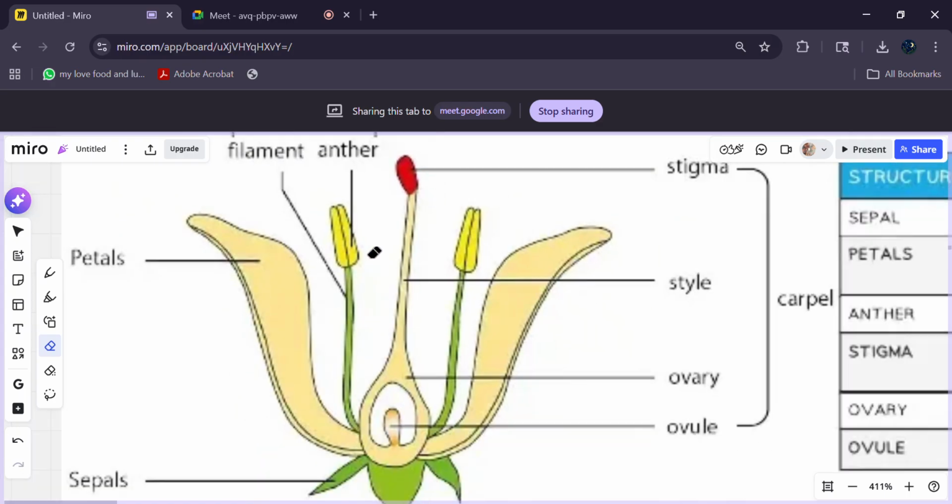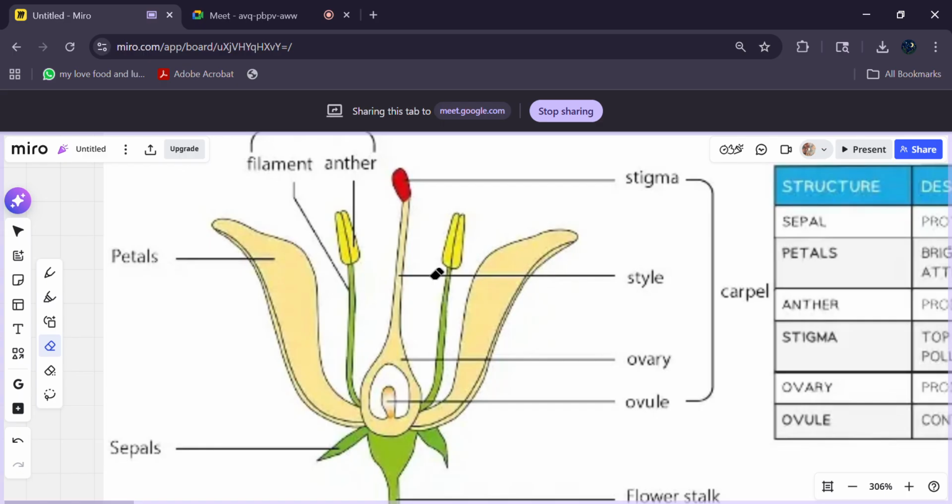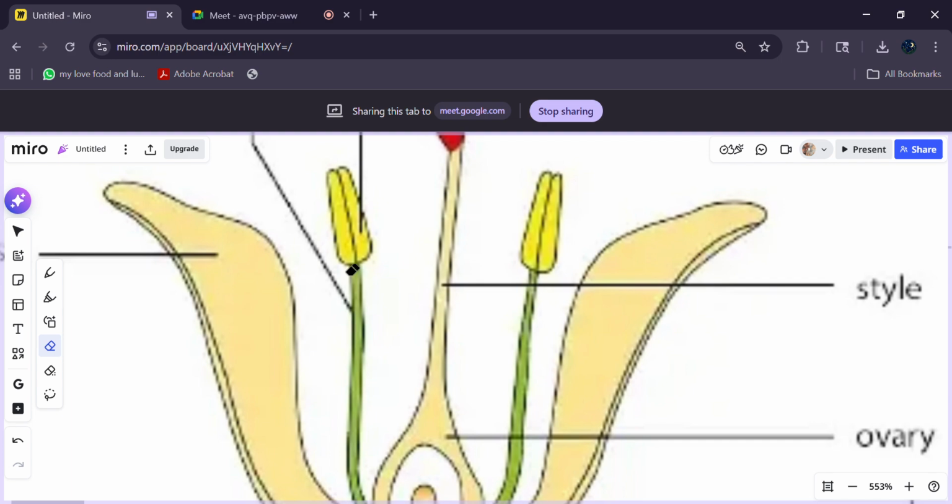In the pollen sacs, pollen grains are produced by the anther, and when the anther matures, it splits open to release the pollen grains. So the pollen grains contain the male gametes. That is what the pollen grain contains.